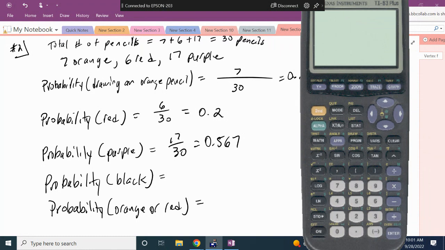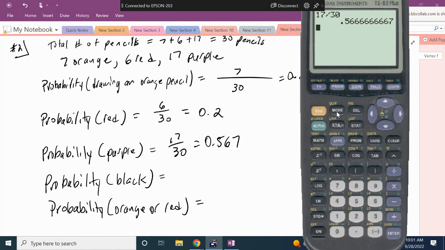And just a little calculator trick really quick, if I could turn this thing on. All right, if I put in 17 divided by 30, right, notice it gives me 0.5666667. You can actually force the calculator to round to however many decimal places you want. So let me just show you that really quick.